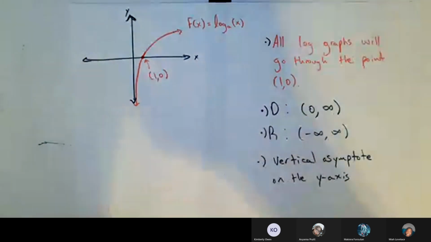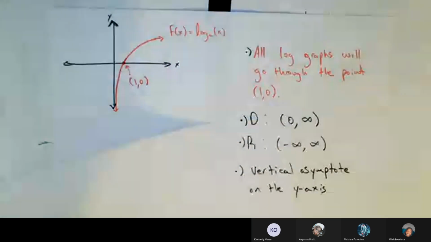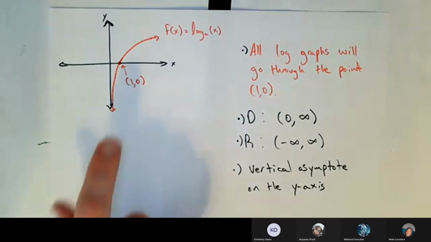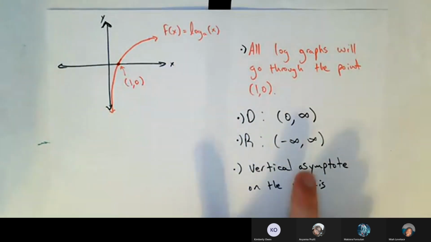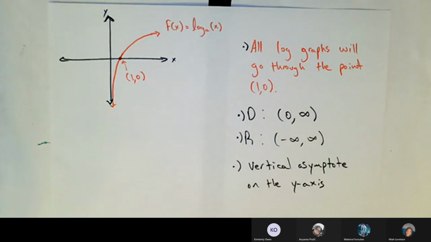Alrighty, so let's start talking about some special logs. Pretty much what I want you to know for log graphs is right here on this page. Know the general shape, know that they go through this point (1, 0), know their domain, know their range, and know that there is a vertical asymptote on the y-axis. I'm not worried about reflections and shifting log graphs.